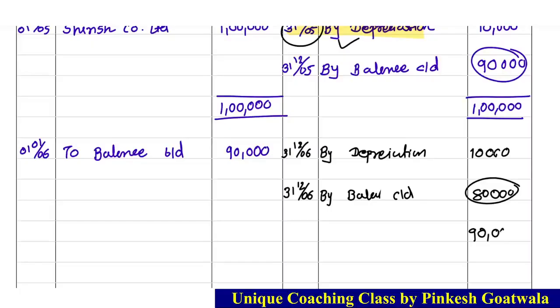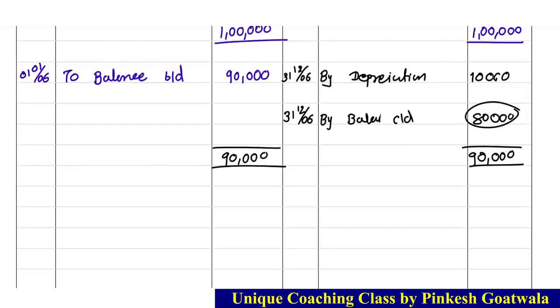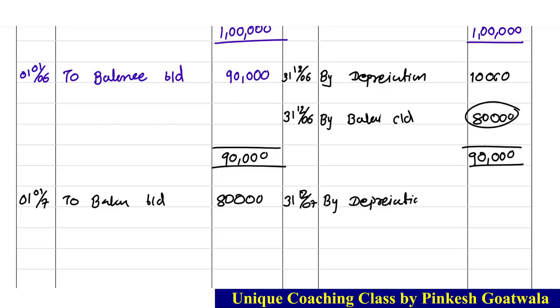By 90,000. Okay, transfer this balance to next year. Here 117 to balance amount 80,000. Okay, these also calculate the debit. Every year the debit is the same, that is 10,000. Close the account. Difference comes 70,000.